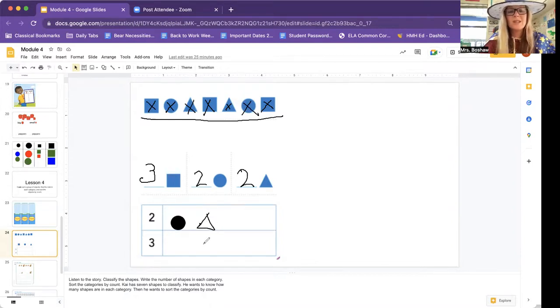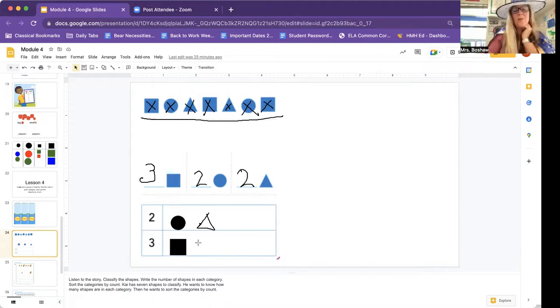Triangle has 3 sides. Okay, how many shapes are there? 3. How many of them have 3? Just the square. So we can draw a square. Okay, and that's how we sort them by count.